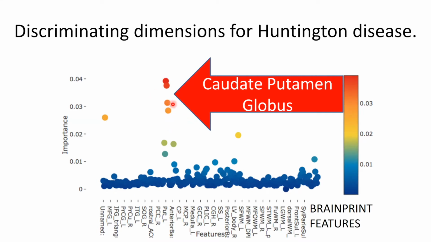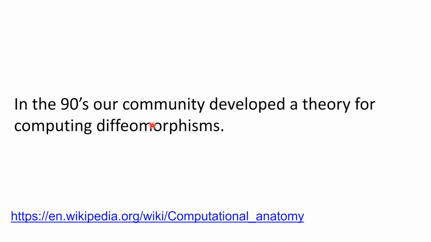I'm going to now talk about Alzheimer's disease, but I'm using this as a simple example to talk about data reduction. Now, in the 90s, our community developed a theory for computing diffeomorphisms. For those that are interested and not familiar, we are fortunate and we have a nice website now, and we can go there and we can look at many of the codes and many of the developments by our community, which is a great thing.